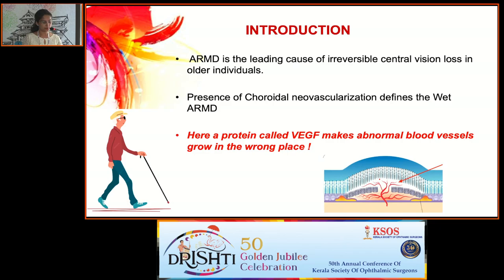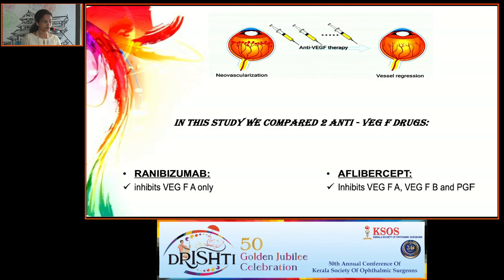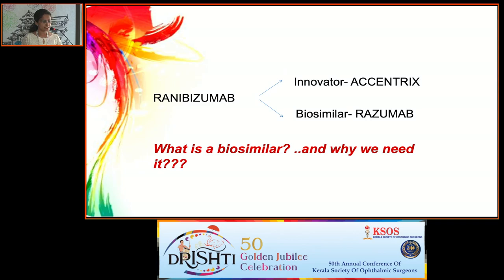Here, a protein called VEGF causes abnormal proliferation of the choriocapillaris, which will break through the Bruch membrane and reach the sub-RPE and subretinal space. Since the pathogenesis is because of VEGF, the treatment of choice is anti-VEGF injection. In this study, we compare two anti-VEGF drugs. First one is ranibizumab, which inhibits VEGF-A only. Second one is aflibercept, which inhibits VEGF-A, B, and placental growth factor. In ranibizumab, we are comparing two groups: innovator, that is Lucentis, and biosimilar, that is Razumab.